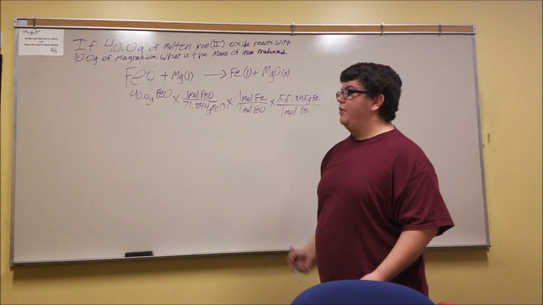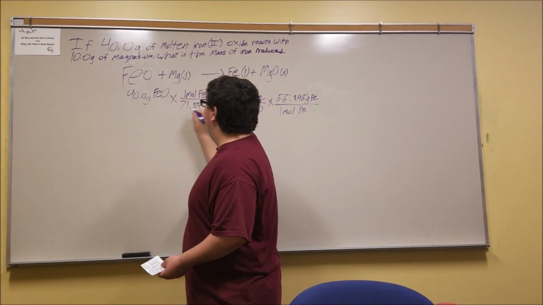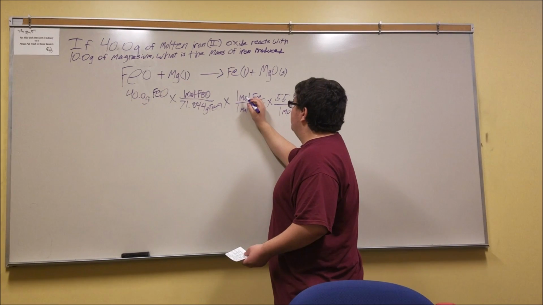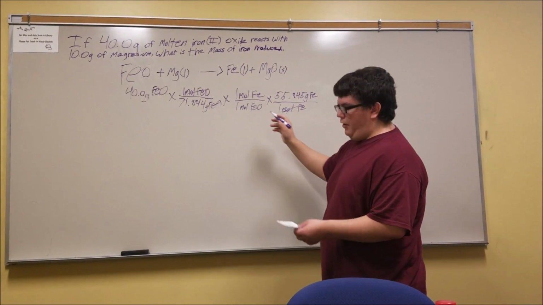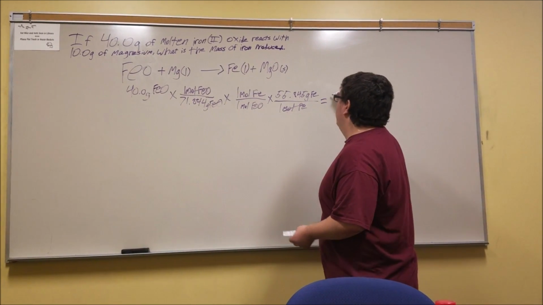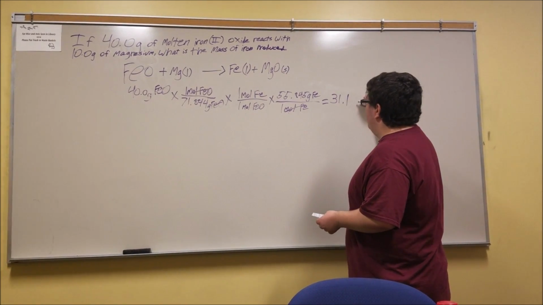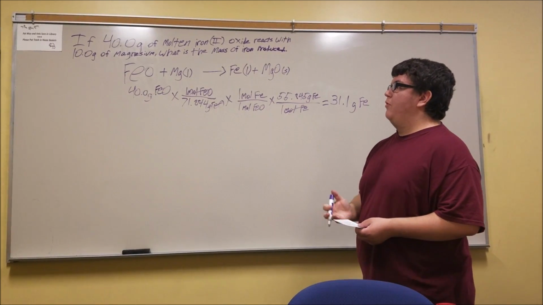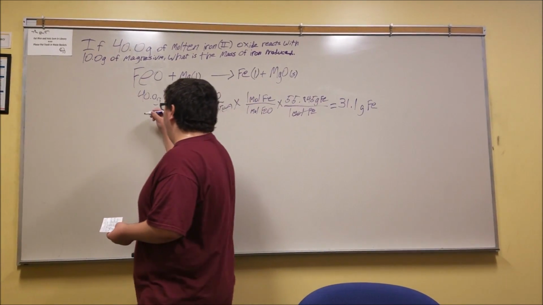And just to make sure I'm in grams of iron, I'm going to cancel out everything that I can. So grams of iron oxide is canceled out, moles of iron oxide is canceled, and moles of iron are canceled. And when you do the calculation of all this, you get that 40 grams of iron oxide would make 31.1 grams of iron.